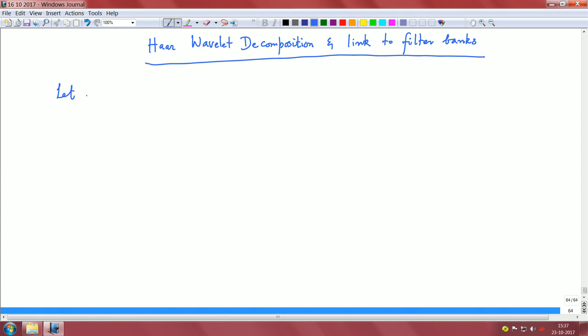So, let us try to link the Haar wavelet decomposition and these two filter banks. Okay. So, let us look into wavelet decomposition from a filter bank perspective.